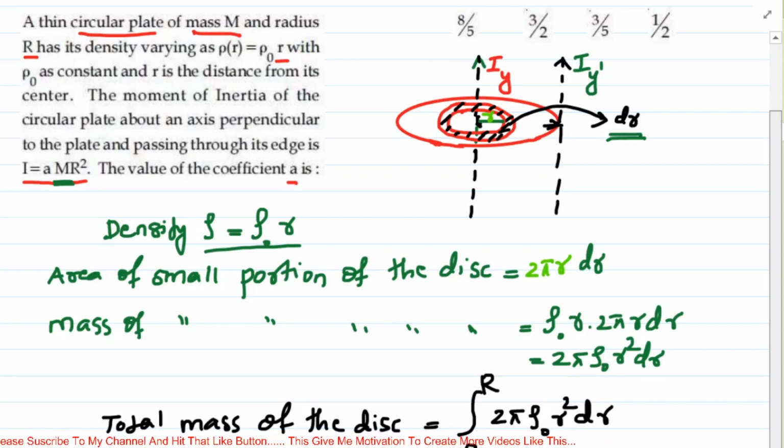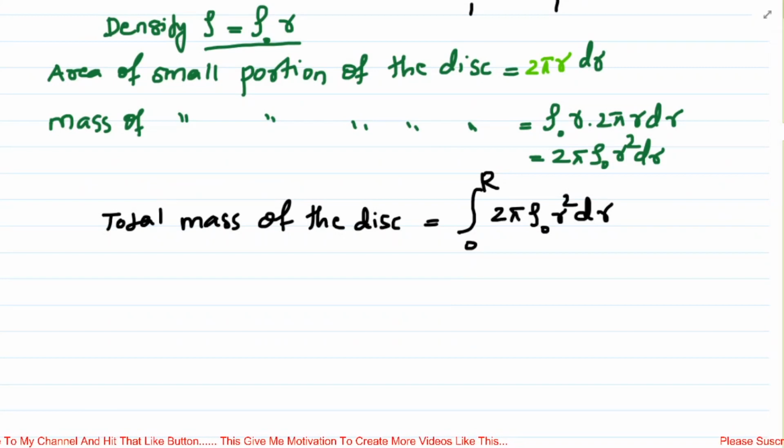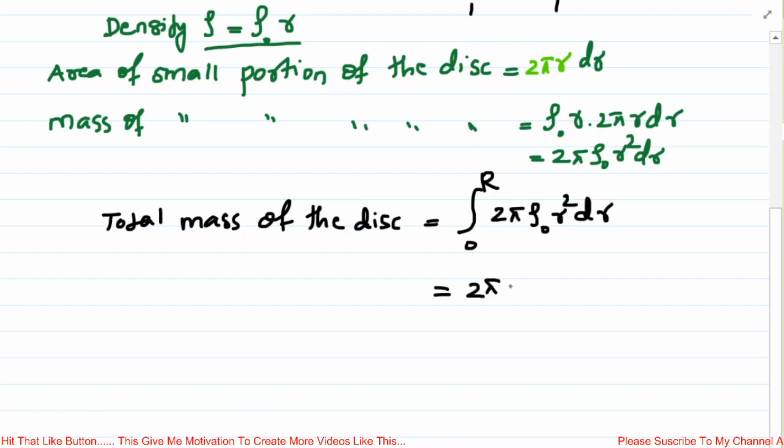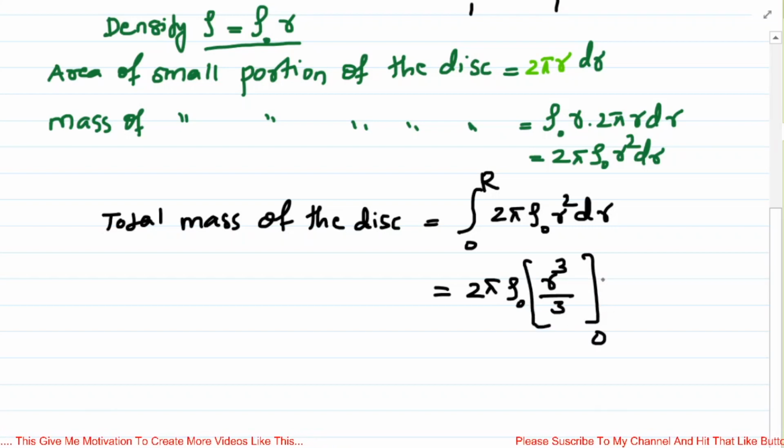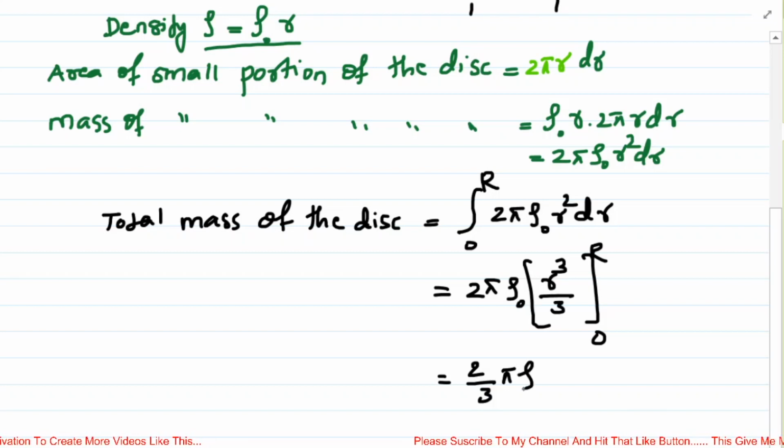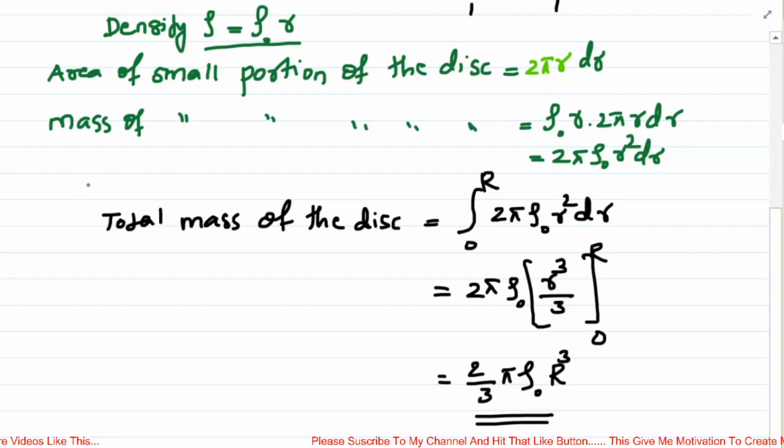Okay, so if I integrate it, I hope you know integration. If I integrate this, I'll get this value. 2 pi is a constant, rho naught is a constant. Just have to integrate r square dr. You will get 2 pi rho naught, r cube by 3 from 0 to r. I hope you can follow it. So once you substitute this, you will get 2 by 3 pi rho naught into R cube, right?